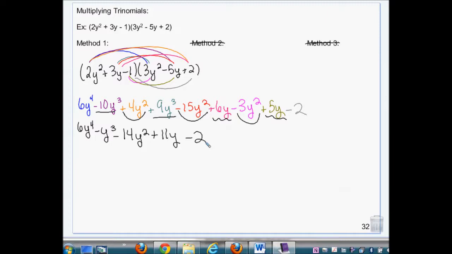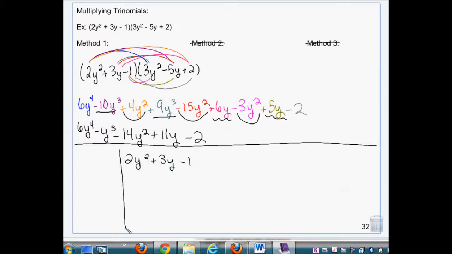Can we not do method 2 and 3? Yeah, we'll do method 2, it's easier. It's a big box.